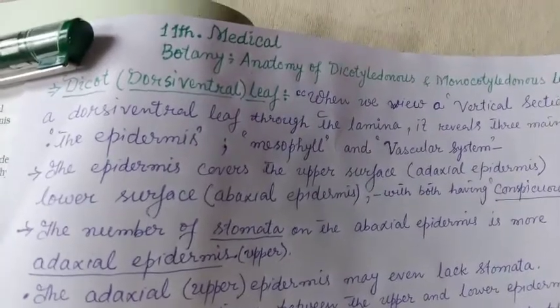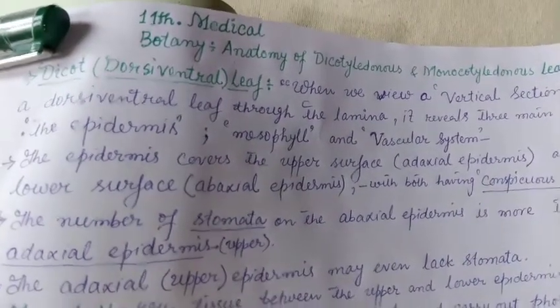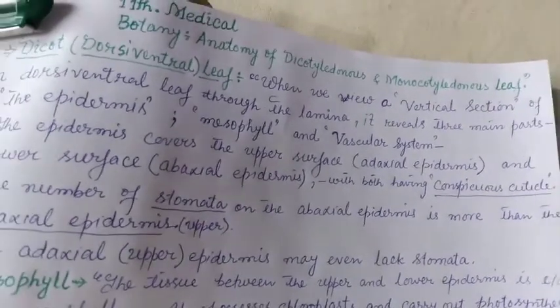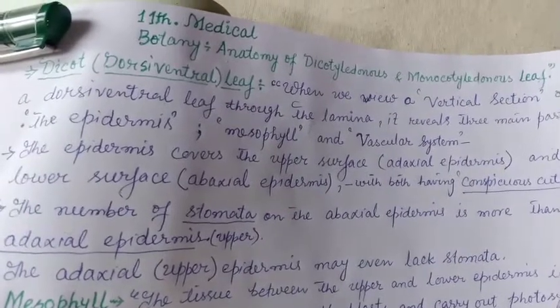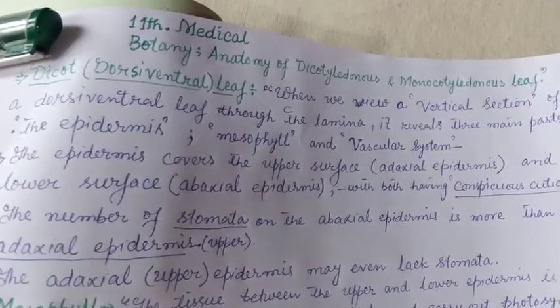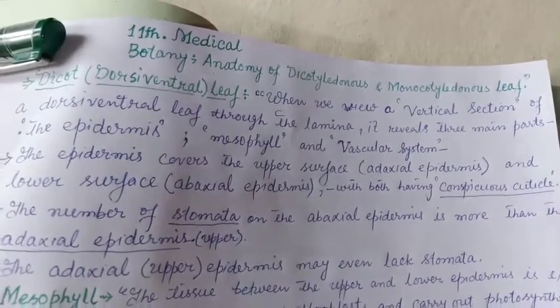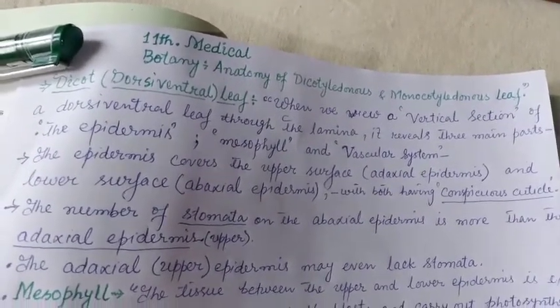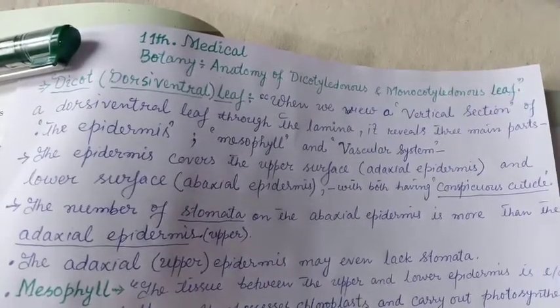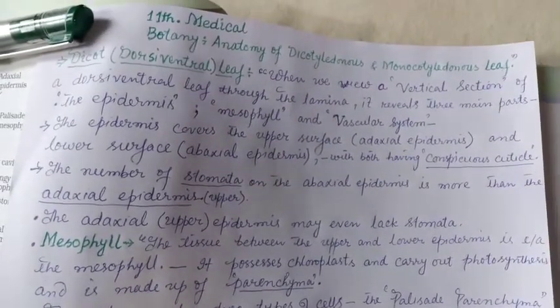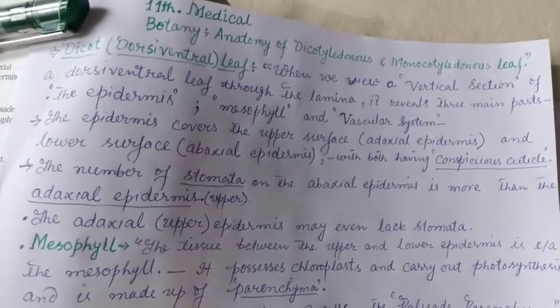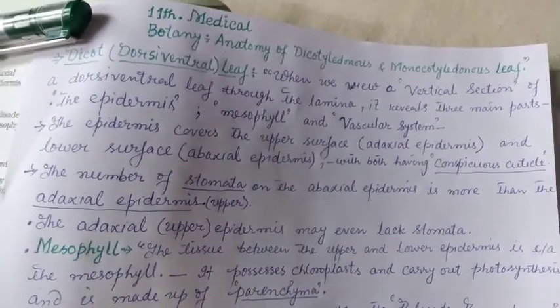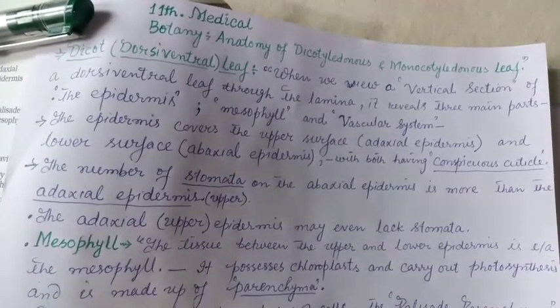The epidermis, as you already know, covers the upper surface, that is the adaxial epidermis, and the lower surface, also known as abaxial epidermis, both having a conspicuous cuticle. Cuticle, you must know, is a waxy layer meant for the protection of the internal tissues, and it also prevents the loss of water through the leaf surface. Another function is that it protects the plants and the leaves in particular from different types of pests.